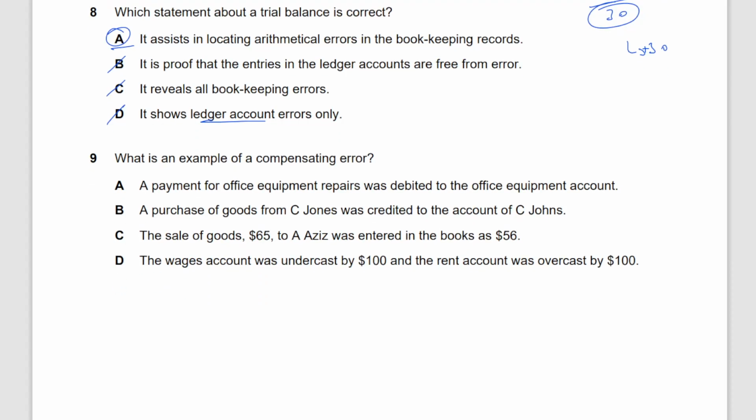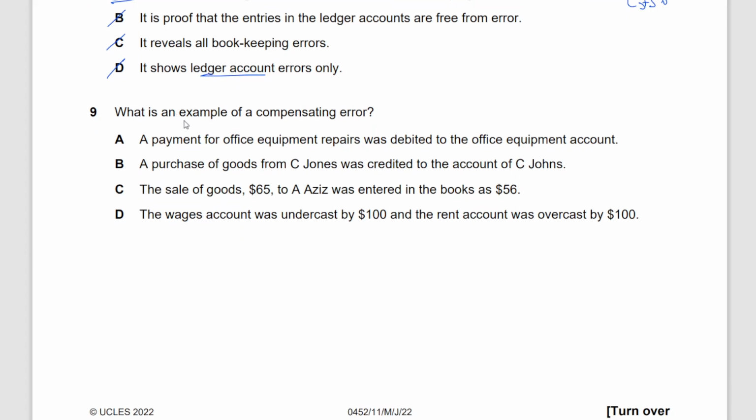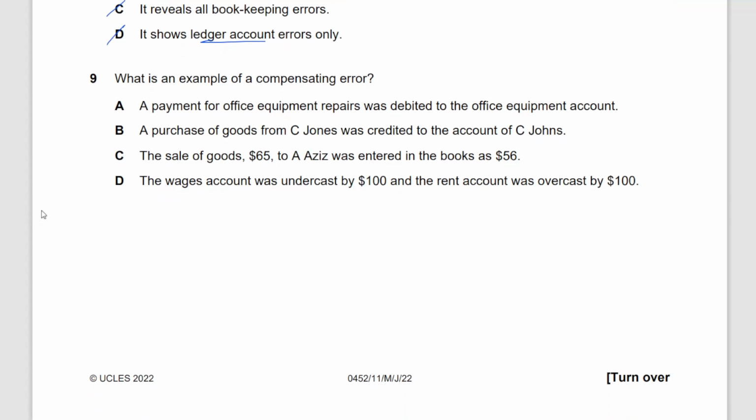For instance, one of the entries in the journal is incorrect while the total is correct. Some sort of an error made in the journals may also be identified with the trial balance, right? It's a possibility. What is an example of a compensating error? Compensating error is two unrelated errors. One is overcost, one is undercost, and somehow they cancel out each other, right? So let's see.